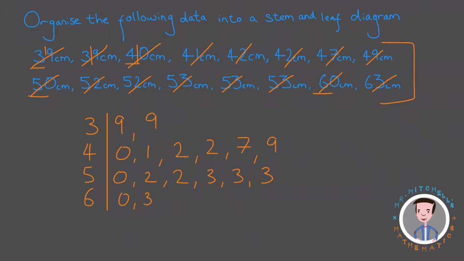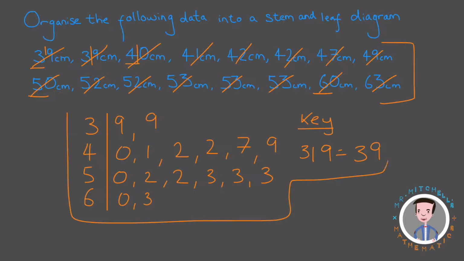Great. The last thing you always need to remember with a stem and leaf diagram is that you need to write a key. This allows the person reading your diagram to understand it fully. So we pick the first number, in this case 3 line 9, and we let people know that that equals 39. Here we have now completed a stem and leaf diagram complete with a key.